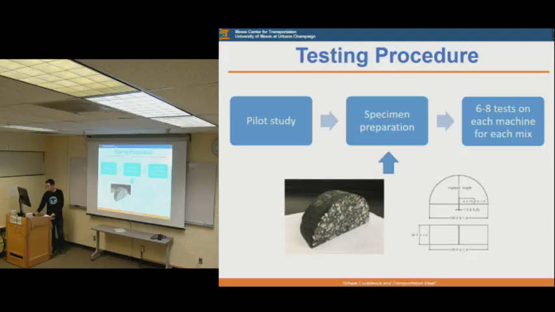Here I'm going to show you the testing procedure for this study. It's pretty straightforward. The first step is a pilot study to determine the optimal compaction weight to reach the target air void for the specimen, 7 plus or minus 0.5%. Then we prepare the specimens according to the IDOT specification, and then we assign 6 to 8 specimens on each machine for each mix.